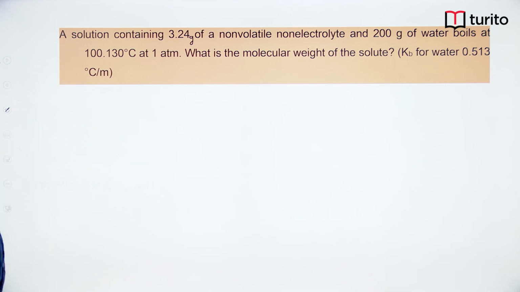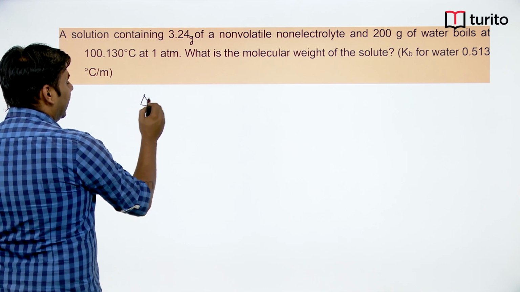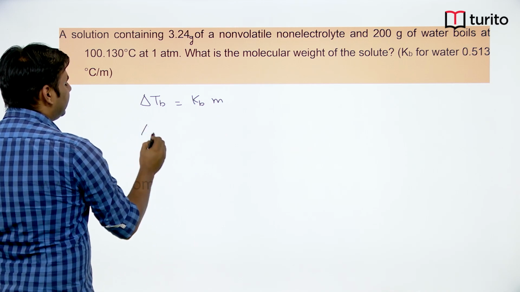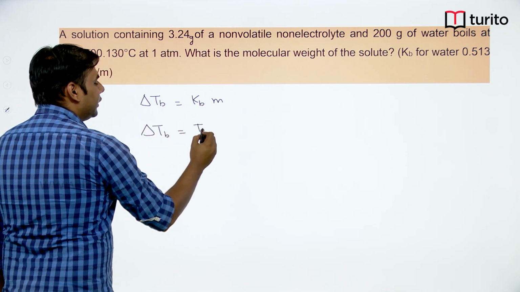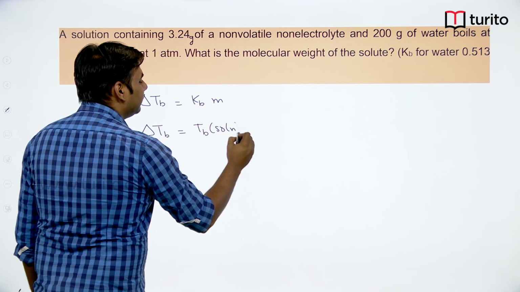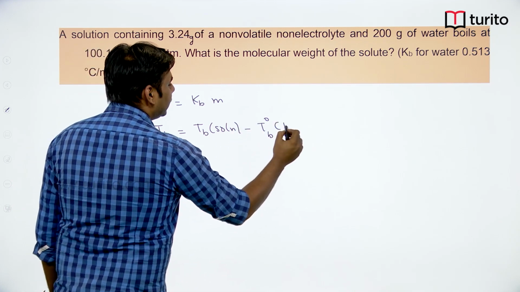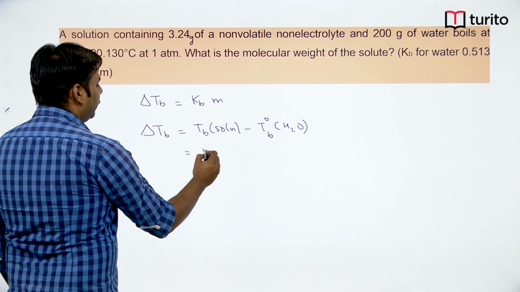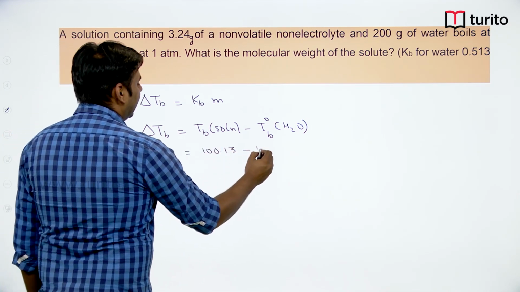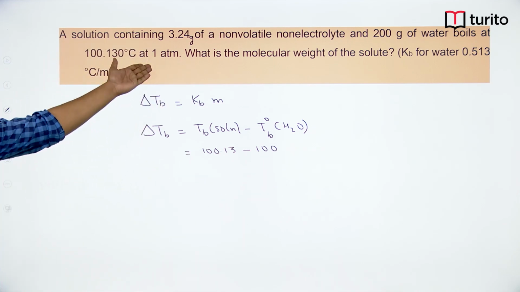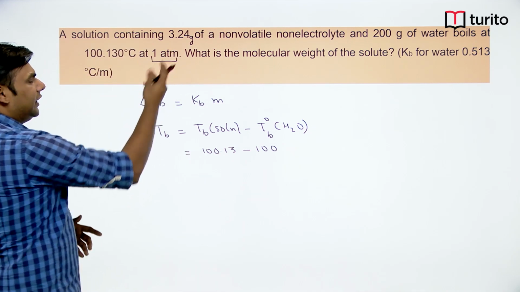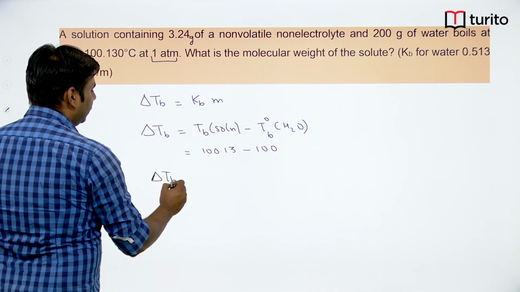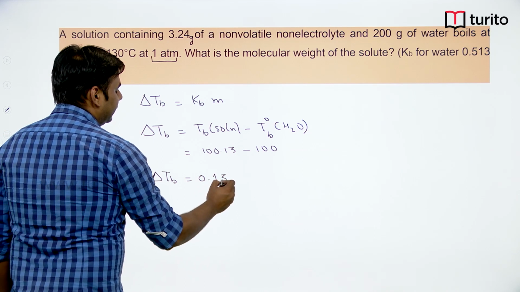In this case we can say that delta Tb is Kb into m. Now delta Tb is basically the boiling point of the solution minus the boiling point of the pure solvent, which is water in this case. We know that the boiling point of pure water at 1 atm is 100 degrees Celsius. It is not given directly, but since it is given that the pressure is 1 atm, you can easily understand that it is 100 degrees Celsius. So I will say that delta Tb is equal to 0.13 degrees Celsius.